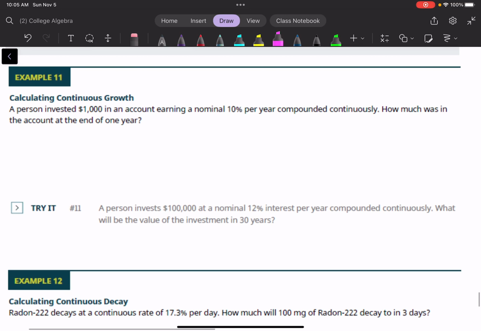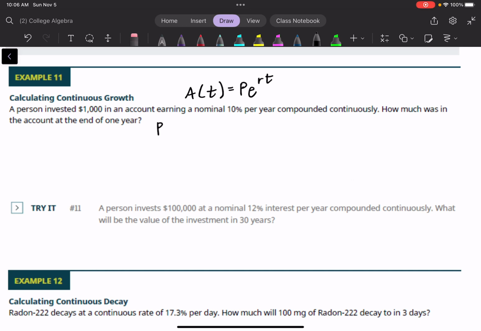If you need to go back, it's a very clear step-by-step set of instructions to solve problems of this type. So example number 11 actually asks us to calculate how much is in an account if someone invests $1,000, earning a nominal 10% per year. That's your APR, but it is compounded continuously. And so instead of using the normal compound interest formula, we want to use the continuous compounding formula. And so that's going to be A of t equals P times e to the rt, Pert.